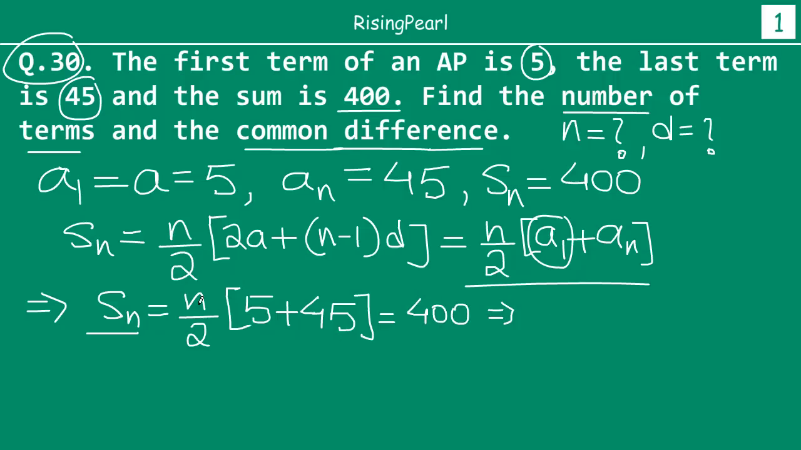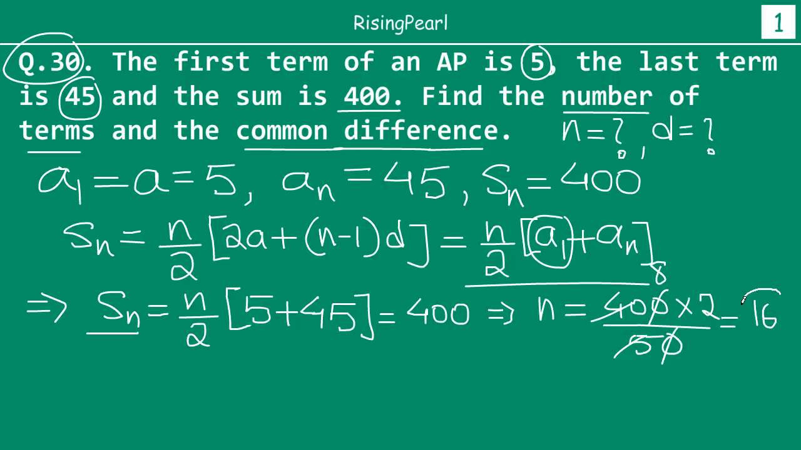So we have an equation: n by 2 times this is equal to 400, or in other words n will be equal to 400 times 2 divided by (5 plus 45), that will be 50, right? So if we solve this, the 0s will cancel out and 5 8s are 40. Now 8 2s are 16. So n is equal to 16. That means in this AP there are 16 terms.